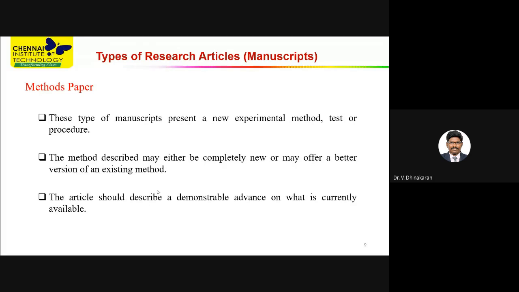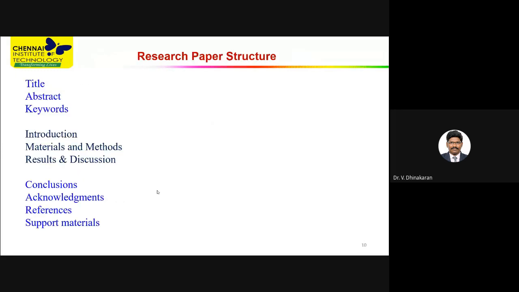It may be an original research article, a review paper, a short communication, a case study, or a methods paper. Then, how should a research article be? What is the structure we should normally follow to write a research article? If you look into any research article, the general structure followed by researchers is: title, abstract, keywords, introduction, materials and methods, results and discussion, conclusion, acknowledgements, references, and supporting materials.